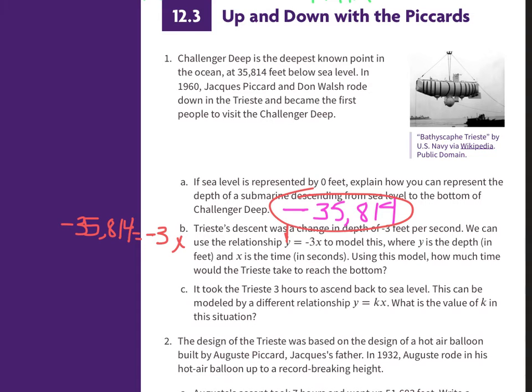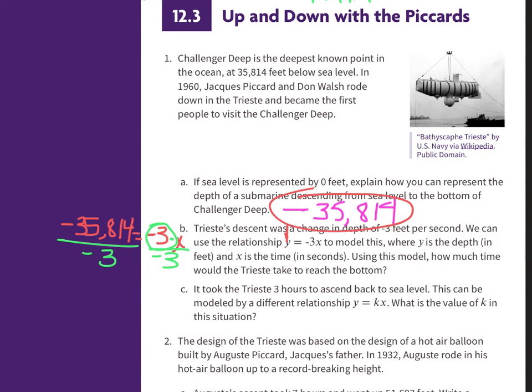Now, we talked about this a couple lessons ago, and we want to get x by itself, so we need to get rid of this negative 3. Okay, now it's negative 3 times x, so to get rid of the times, we divide by negative 3. Even though it's negative, we're not going to add because the problem is a multiplication problem. So if I take my calculator, I go negative 35,814 divided by negative 3.